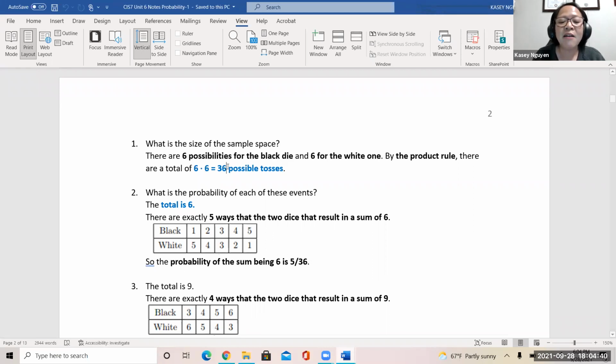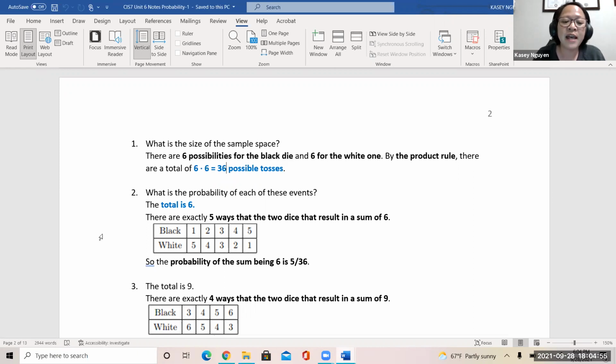Now, let's say we wanted to calculate the probability of a certain event occurring. Let's say that I wanted to throw the dice where it would total up to 6.